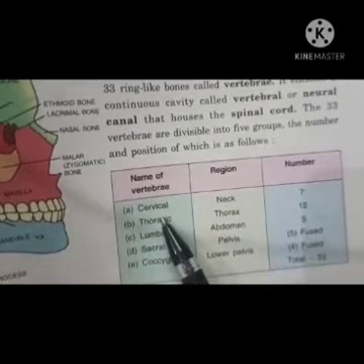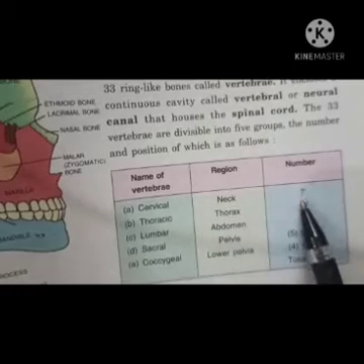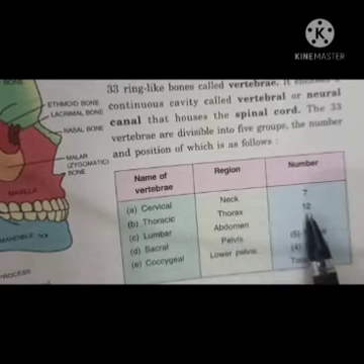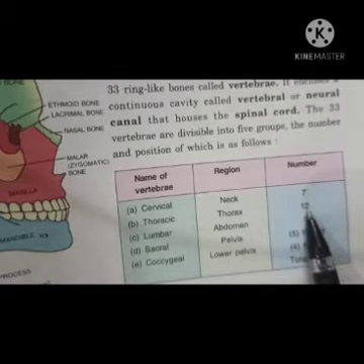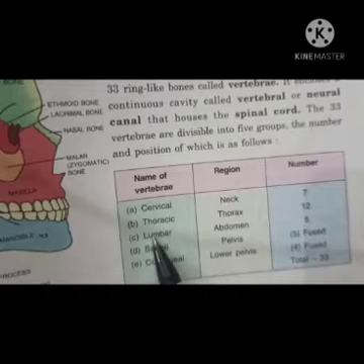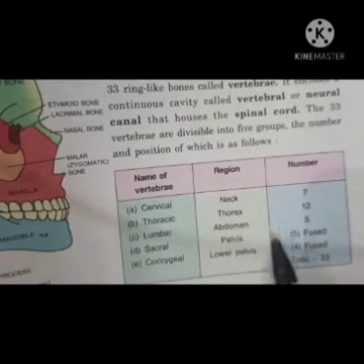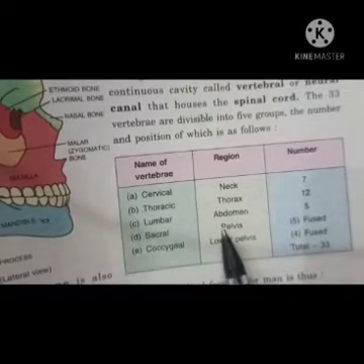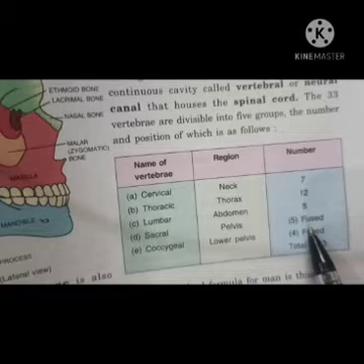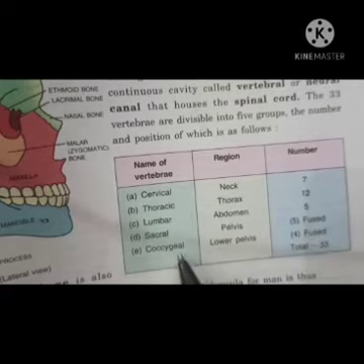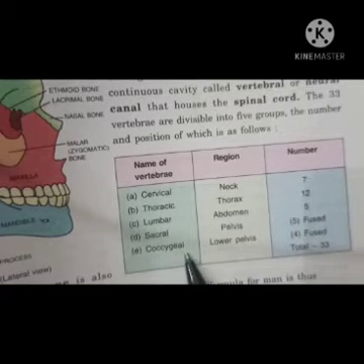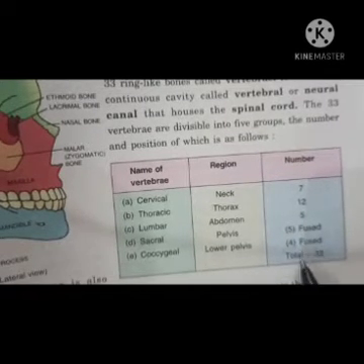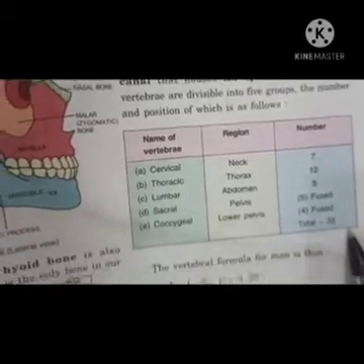First is cervical, present in the neck portion, containing 7 vertebrae. Thoracic, present in the thorax region, has 12 vertebrae. Lumbar, present in the abdomen, consists of 5 vertebrae. Sacral, present in the pelvis, contains 5 fused vertebrae. And coccygeal, in the lower pelvis, contains 4 fused vertebrae. So in total there are 33 vertebrae.